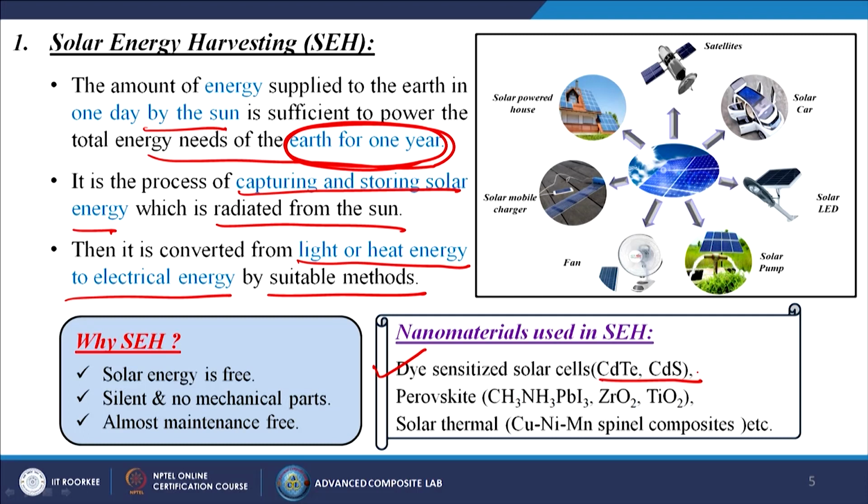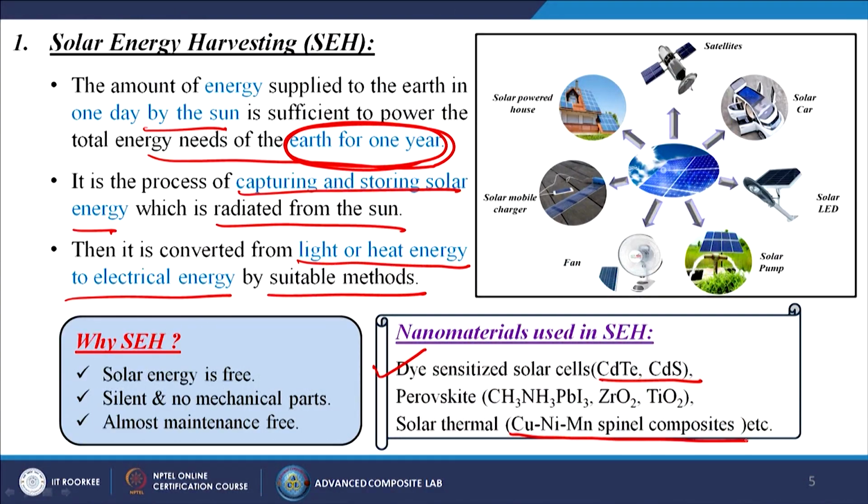Now, we are going to discuss what kind of nanomaterials we are using for solar energy harvesting. As per the mechanisms, there are lots of materials people are using. In earlier days, people were working on dye-sensitized solar cells, basically using cadmium telluride or cadmium sulphide, but the efficiency was not up to that level. Now people have moved to perovskite materials. Perovskite materials have good efficiency, but the material is not stable.